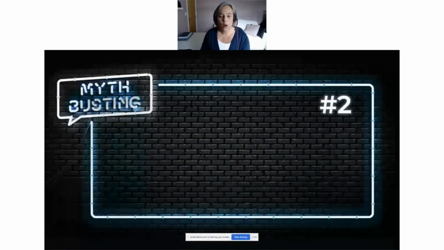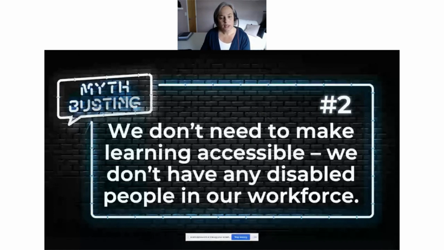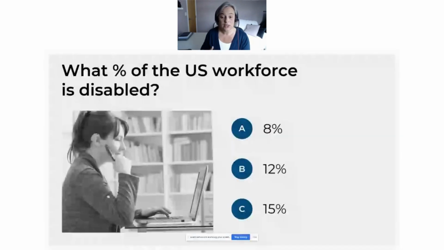So, our next myth is the one where people say things like, we don't need to make learning accessible because we don't have any disabled people in our workforce, or it could equally be students in our institution. But since so much of what we do does focus on workplace learning, we'll have a go at addressing this one in the workforce. So, this brings us to our next question. And again, no need to answer in the chat, just have a guess yourself. What percentage of the US workforce is disabled? So is it 8%, 12%, or 15%? Just a pause so you can have a think.